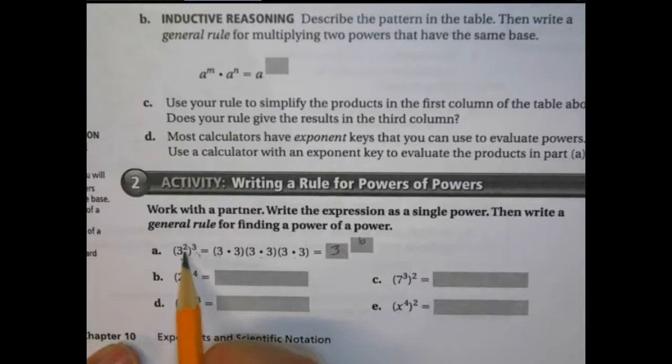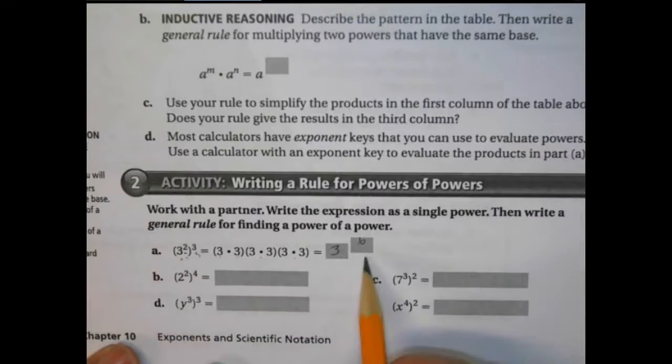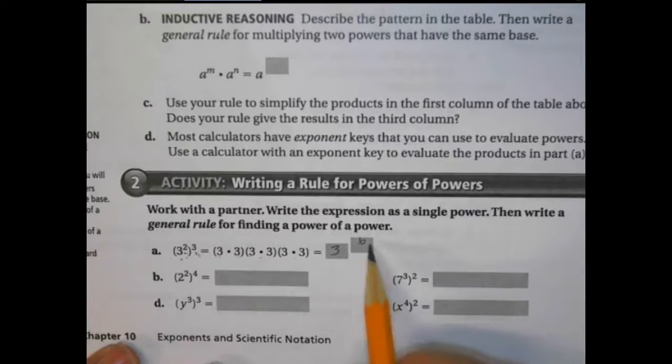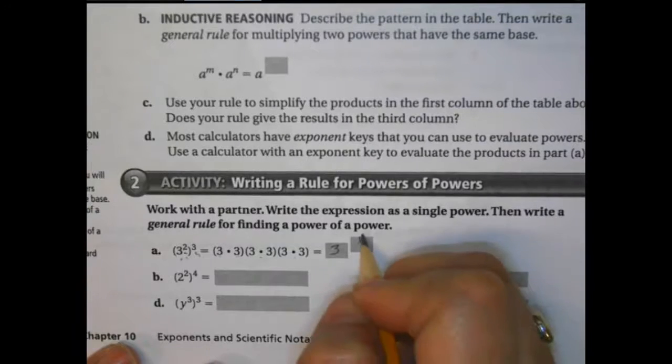So let's look at this. Did I add these or did I do something else? Really? Because 2 plus 3 is not 6. What did I do? I multiplied them, right? I subtracted? 2 minus 3 is negative 1, not 6. How did I get 6 up here? I multiplied it. Tell your partner what you did to get this 6 up here.